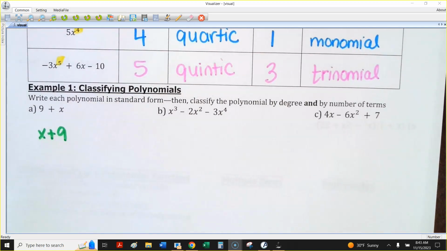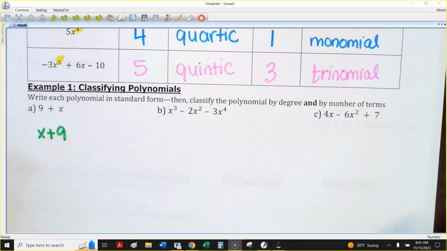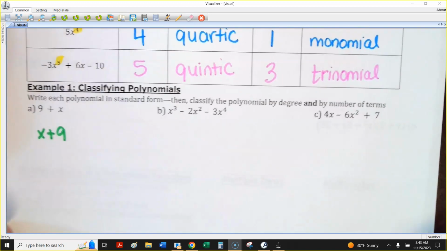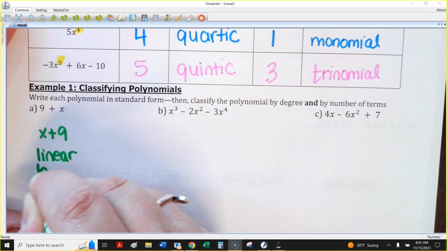We just have to have the highest power of the variable come first, so the variable has to be written first. And can anybody tell me what you would name this? What do you think? Linear, because you've got an x, and then binomial, because we have two terms. Perfect.